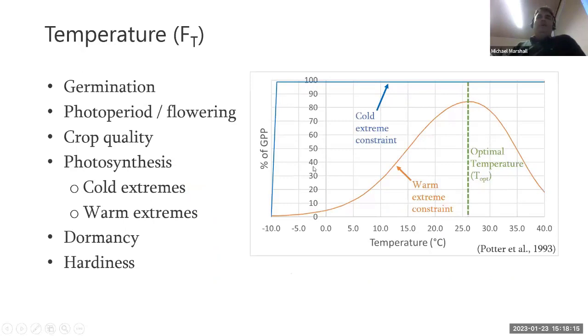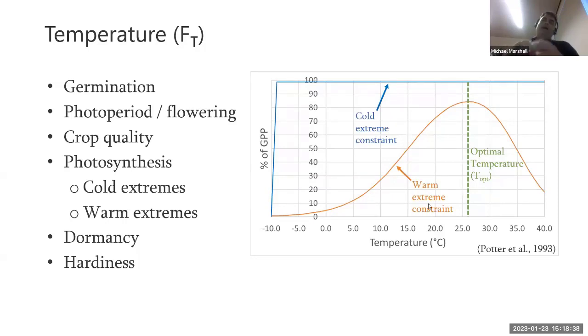Okay, so again, going through the main constraints that make up these crop yield models. The next common one is the temperature constraint. And the temperature constraint usually consists of two components, what we call a cold extreme constraint and a warm extreme constraint. A lot of models just have the warm extreme constraint.